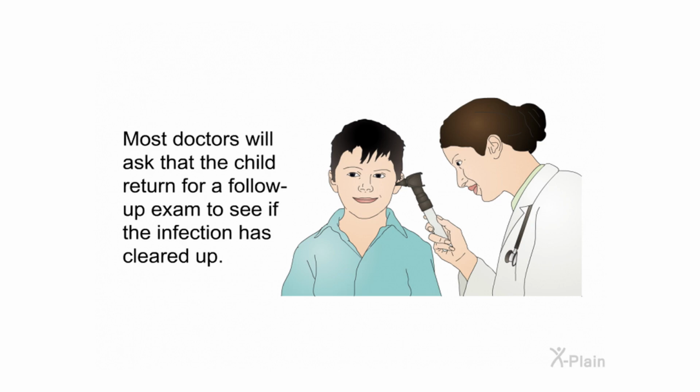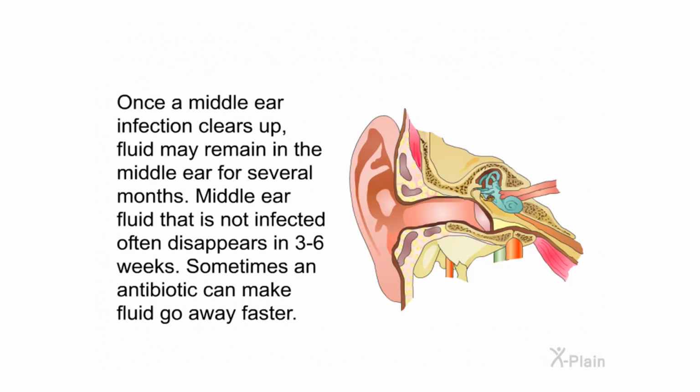Most doctors will ask that the child return for a follow-up exam to see if the infection has cleared up. Once a middle ear infection clears up, fluid may remain in the middle ear for several months. Middle ear fluid that is not infected often disappears in 3 to 6 weeks. Sometimes an antibiotic can make fluid go away faster.